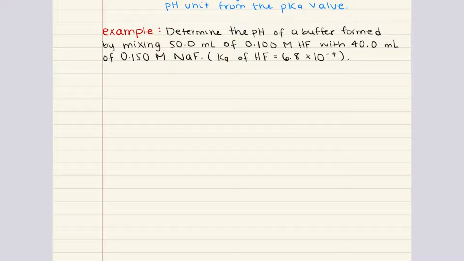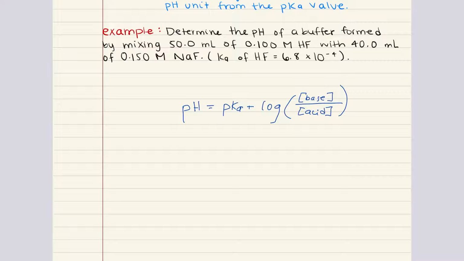Now for this problem, the Henderson-Hasselbalch equation can be used to determine the pH of any buffer. Here, this is the concentration of the weak base in the mixture, and this is the concentration of the weak acid in the mixture. Notice that the concentrations given in this problem represent the concentrations of the acid and base before being mixed.